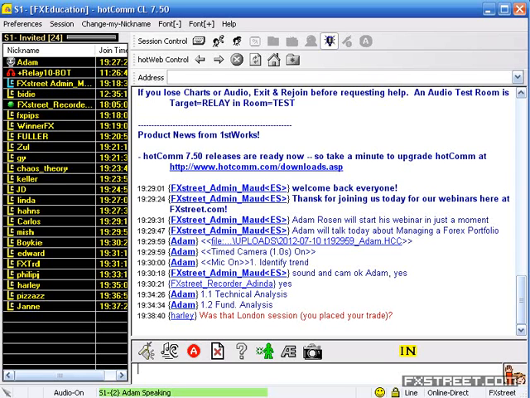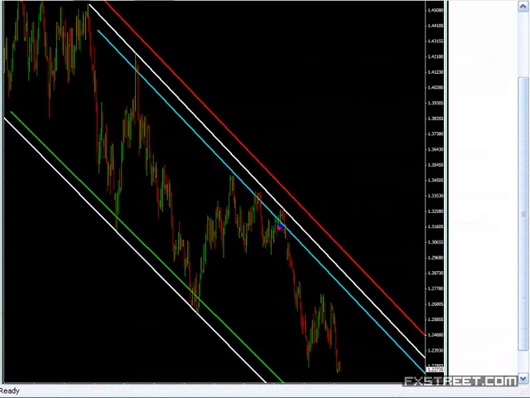If the euro dollar is going down, from a technical basis, we know that the euro dollar is going down because the chart's going down. But from a fundamental basis, we should be able to look at the news and say, you know what? The fundamentals in the Eurozone are much worse than they are in the U.S.